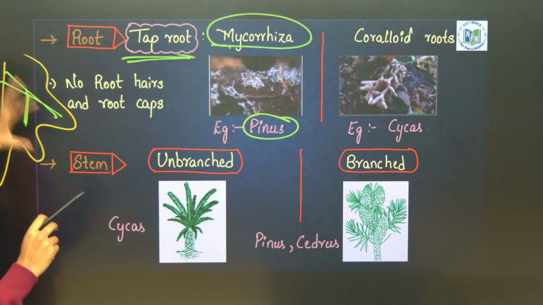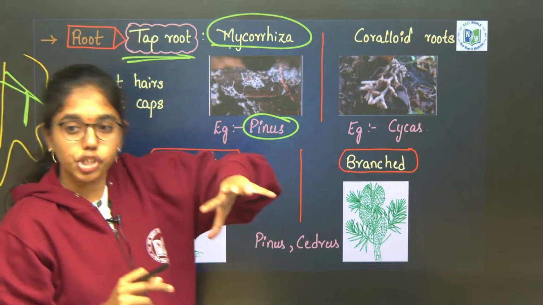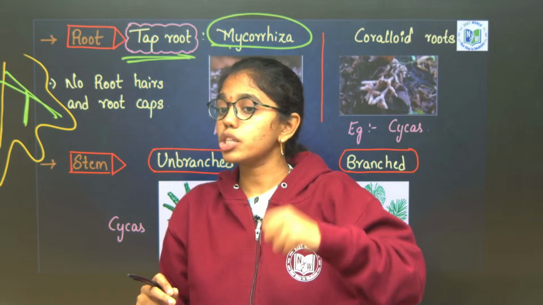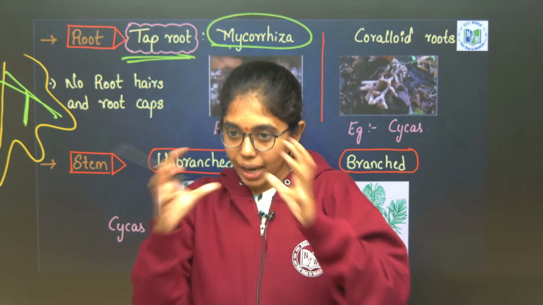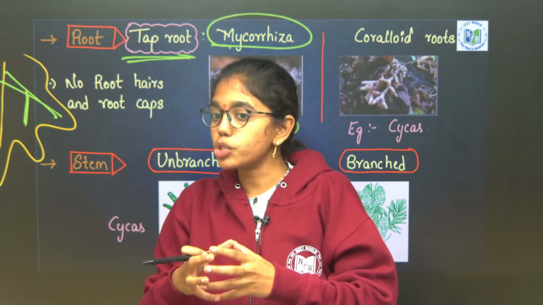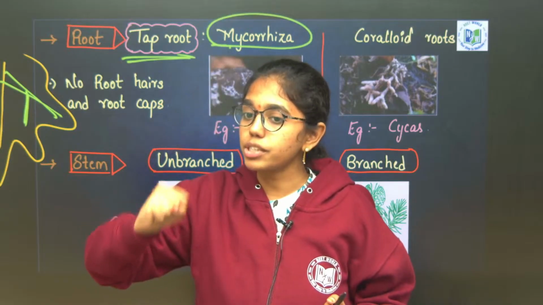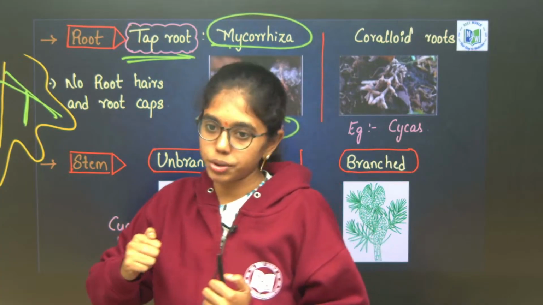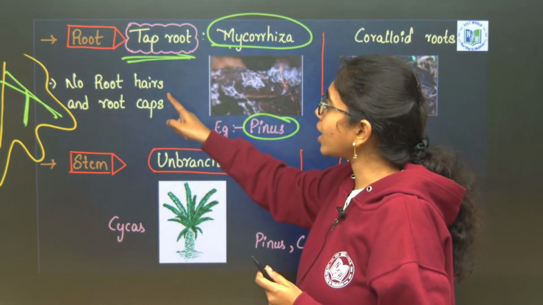So fungal associations will increase the thread-like structures, hyphae, whereby the absorption capacity of water and minerals will be increased by the plant. Fungal association with the root system of Pinus will increase absorption capacity of water and minerals. In turn, the fungi is getting shelter on the roots. So this is a symbiotic association.